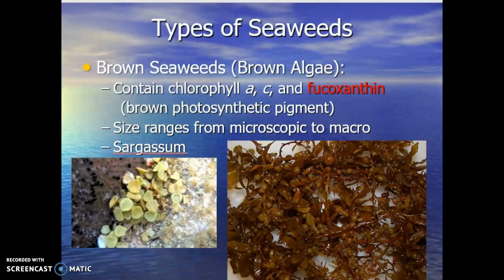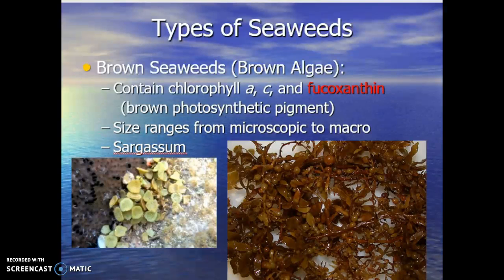There's a big area in the Eastern Pacific known as the Sargasso Sea, and this is where large amounts of sargassum accumulate, and sea turtles swim out there when they're babies to hide in there, to feed, to grow, and to get bigger. All right, so that's a brown algae.